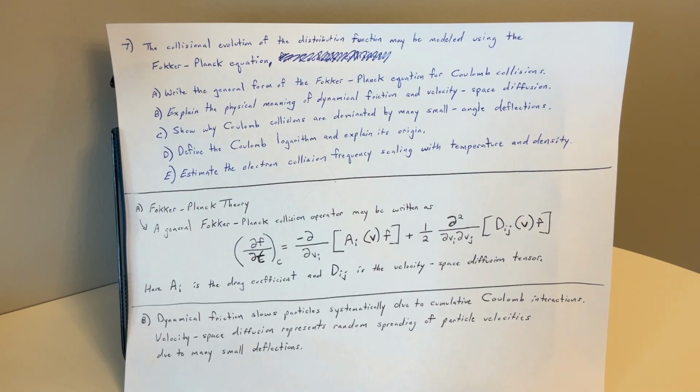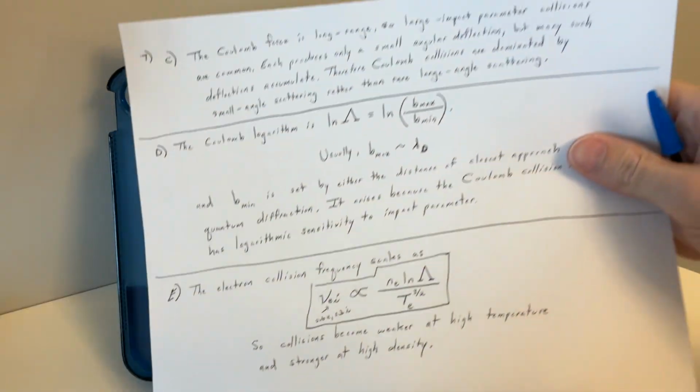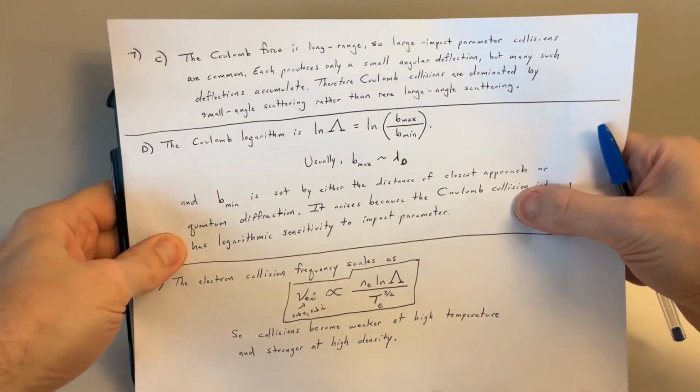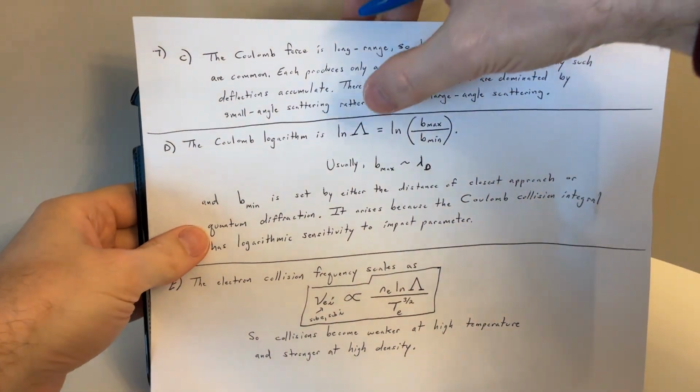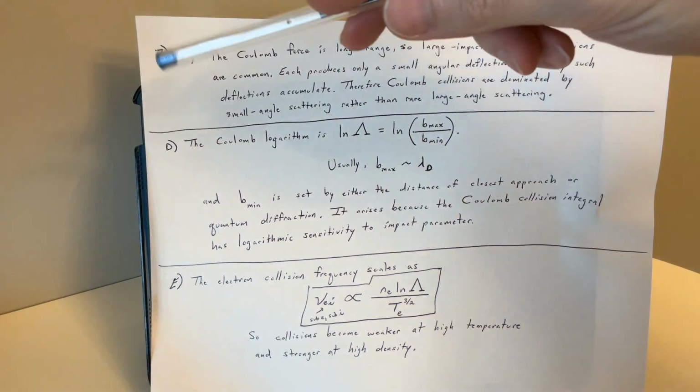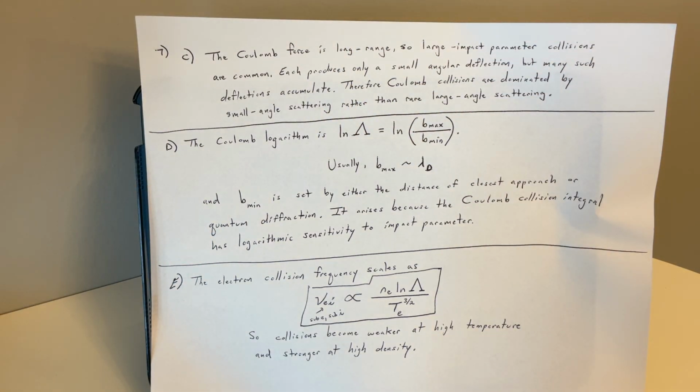Part C, show why Coulomb collisions are dominated by small angle deflections. So what we could say here: the Coulomb force is long range, so large impact parameter collisions are common. Each produces only a small angular deflection, but many such deflections accumulate. Therefore, Coulomb collisions are dominated by small angle scattering rather than rare large angle scattering.